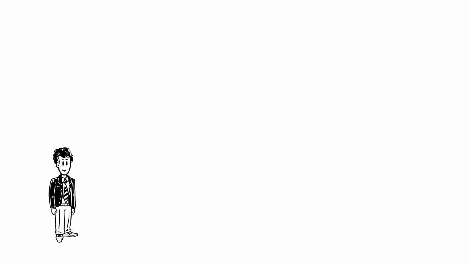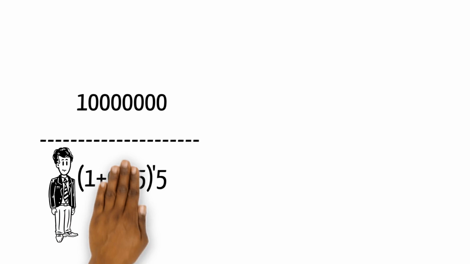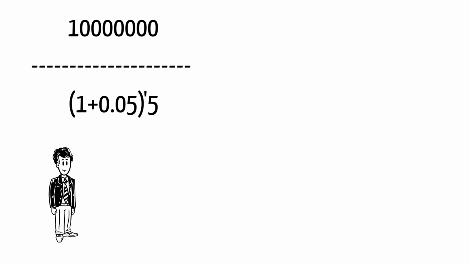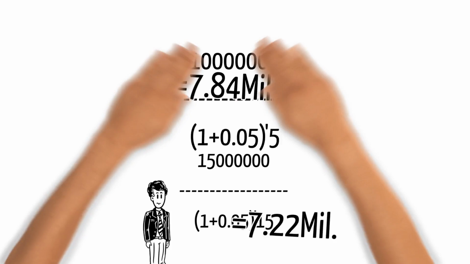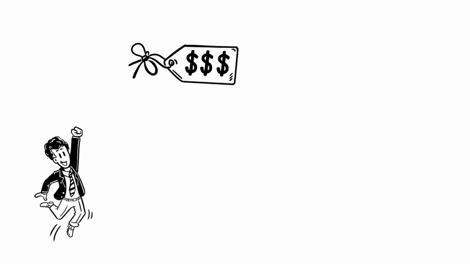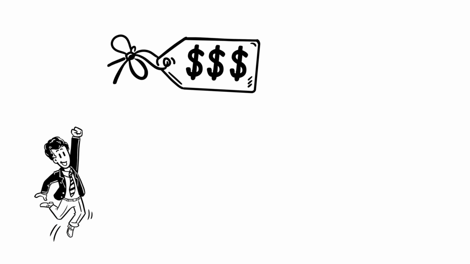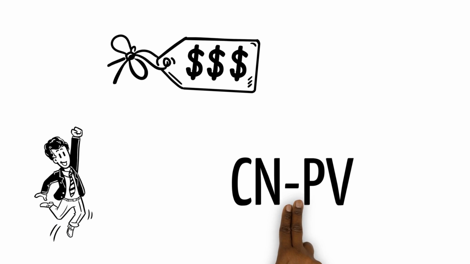Tom sets the values for the first and the second investment. The first investment has a present value of $7.84 million, and the second is $7.22 million worth. Now Tom knows the price for both investments, but which of the two is better? To do this, we calculate the final capital of both minus their present value.